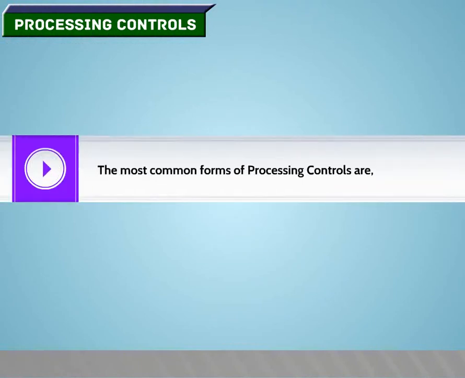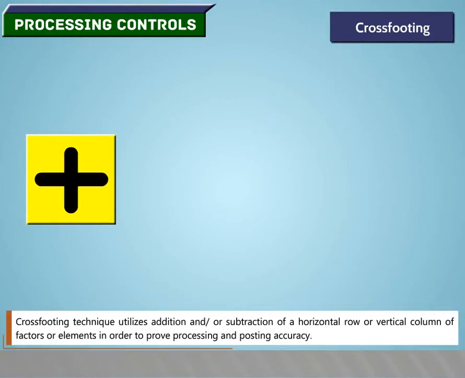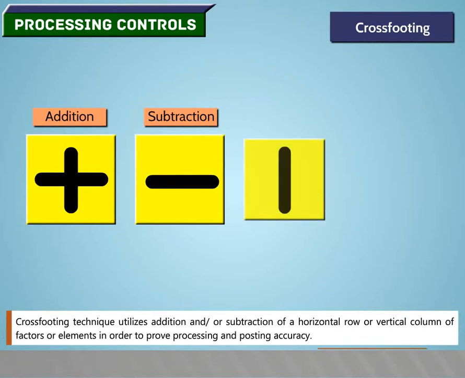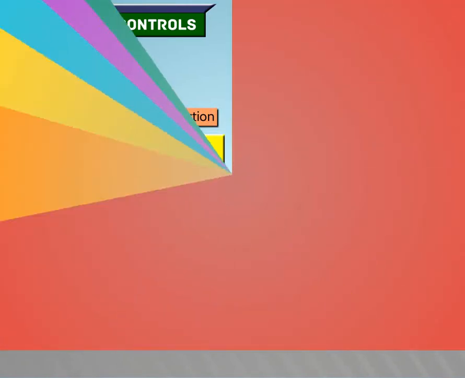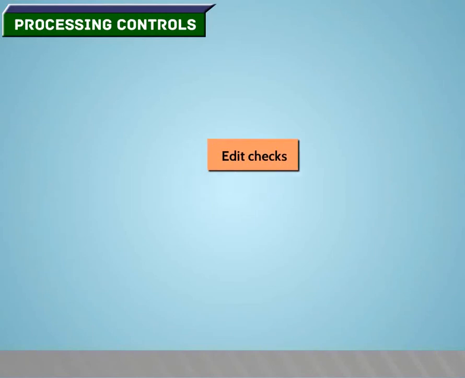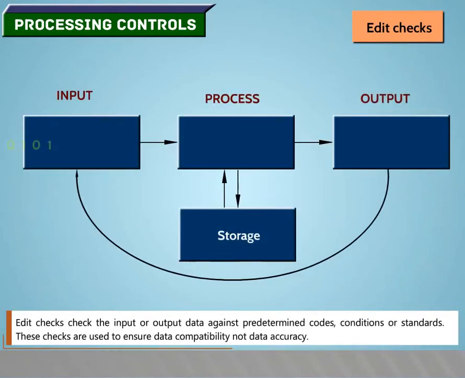The most common forms of processing controls are cross-footing. The cross-footing technique utilizes addition and/or subtraction of horizontal rows or vertical columns of factors or elements in order to prove processing and posting accuracy. Edit checks. Edit checks check the input or output data against predetermined codes, conditions, or standards. These checks are used to ensure data compatibility, not data accuracy.